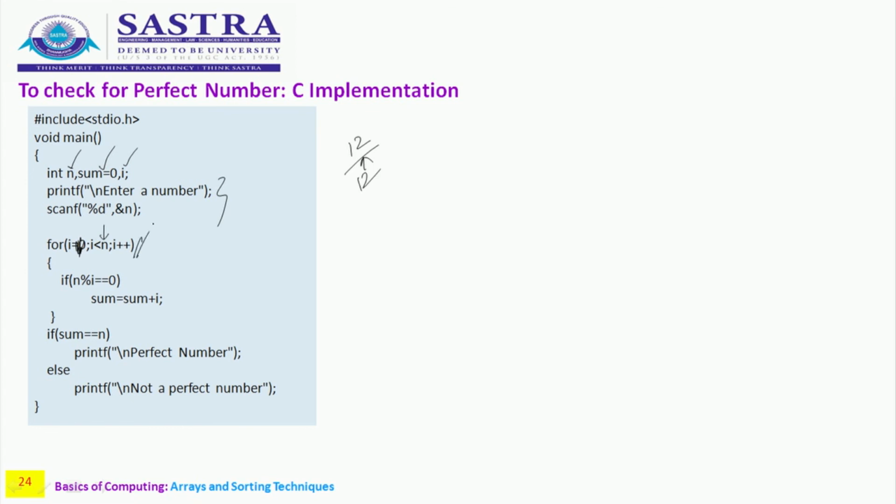Then for every iteration you increment your I value and check whether the next number is a factor or not. If n mod I is 0, that means it is a factor, so you add the factor I to the sum. How long do you have to add? Until you reach n. Once you come out of the loop, you will have the sum of divisors in the variable sum, and then you compare sum and n. If both are equal, you display it as a perfect number. Otherwise, it is not a perfect number. This is how a simple implementation of a perfect number can be written in C language.